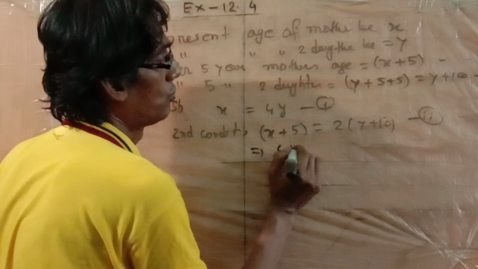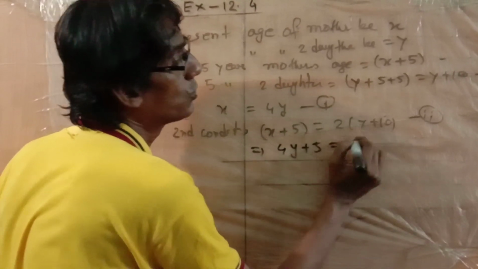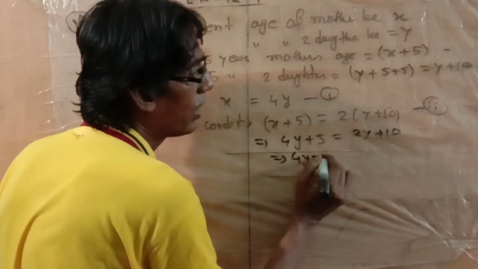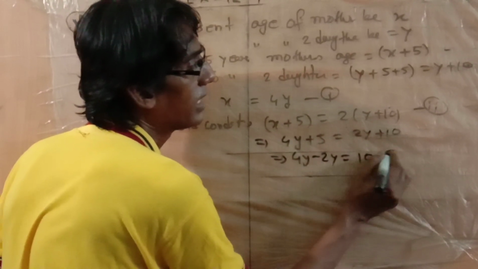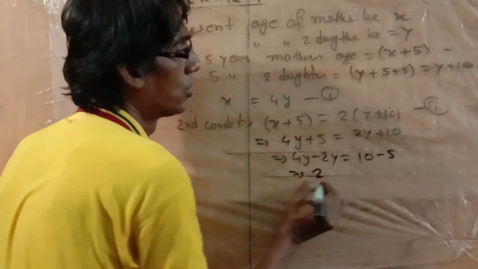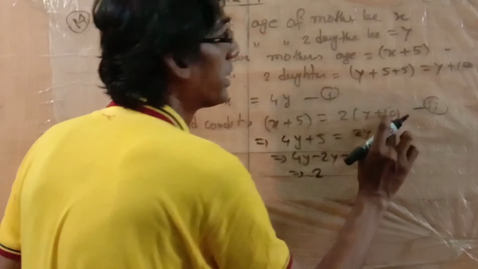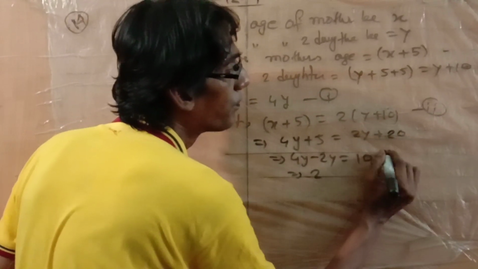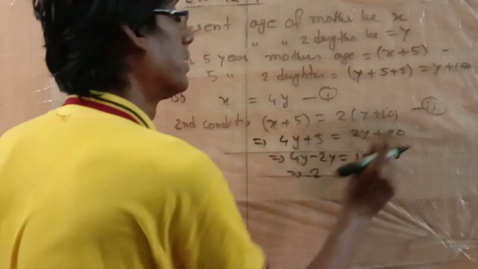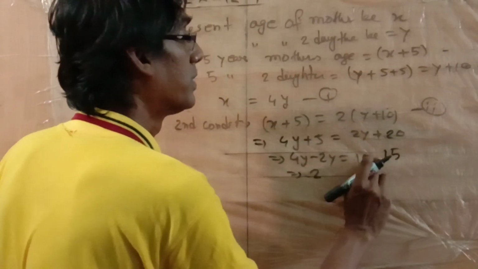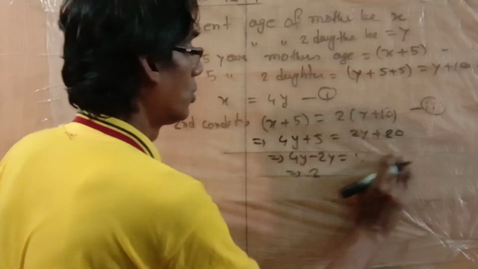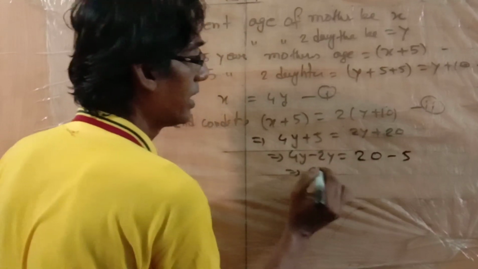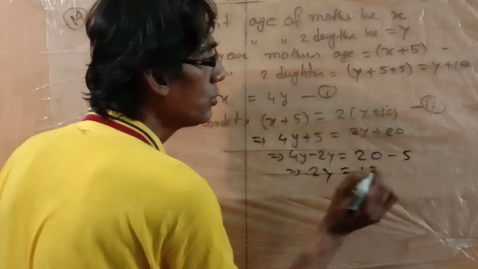So 4y plus 5 is equal to 2y plus 10, or 4y minus 2y equals 10 minus 5, or 2y equals 20 minus 5, which is 15. So 4y minus 2y equals 20 minus 5. Therefore 2y equals 15.